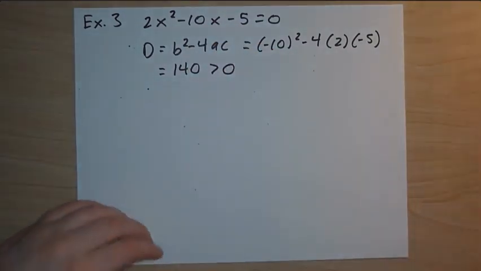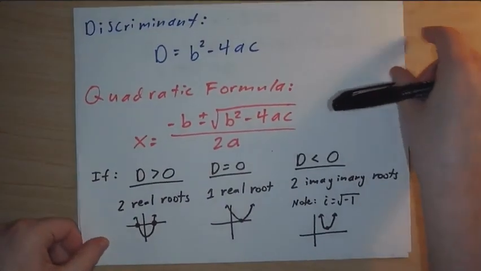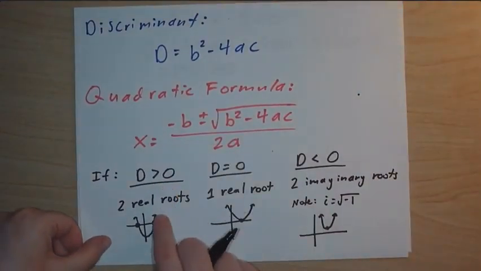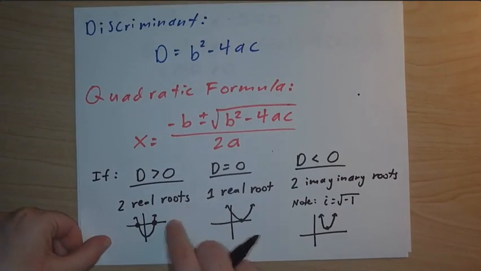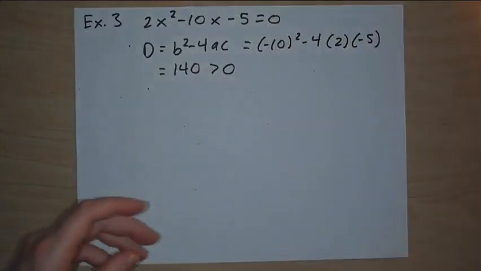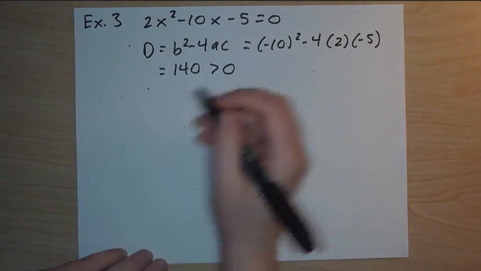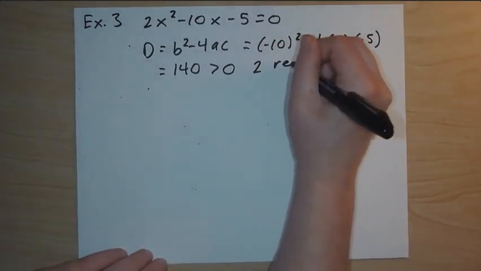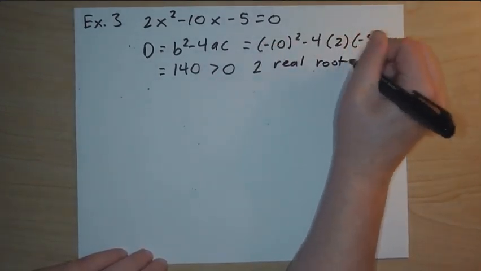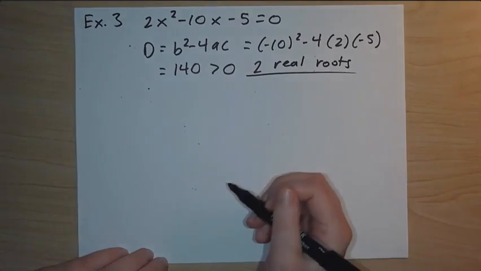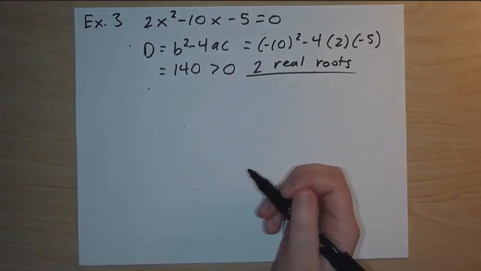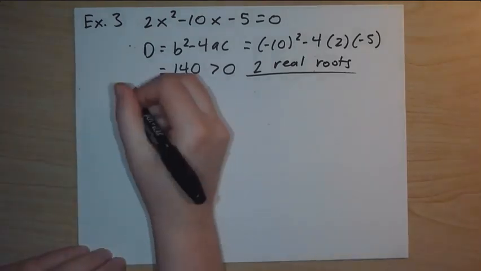If we go back to our little sheet here, if our discriminant is greater than 0, we have two real roots because it touches the x-axis twice, so we also have two x-intercepts. Because our discriminant is 140, which is greater than 0, we know that we have two real roots. Now that we know it's going to have two real roots, we're going to actually find what those roots are by using the quadratic formula.